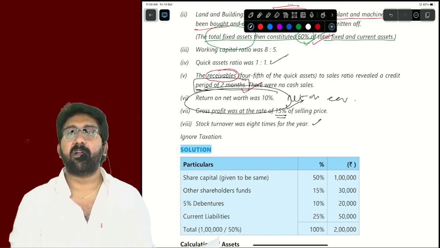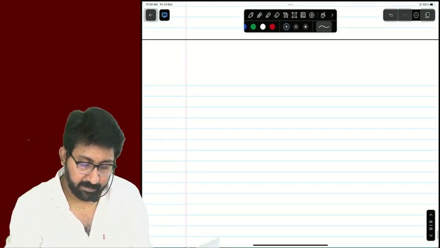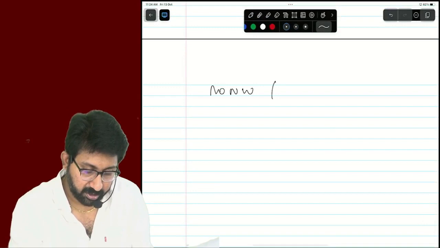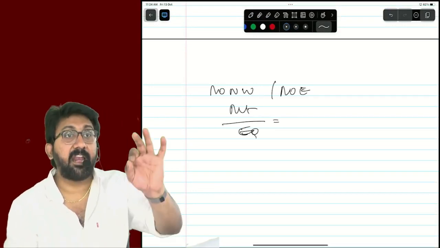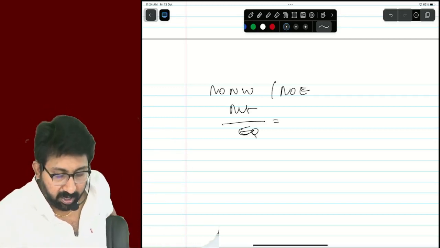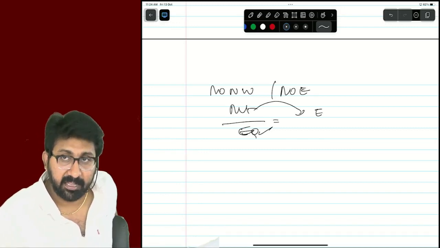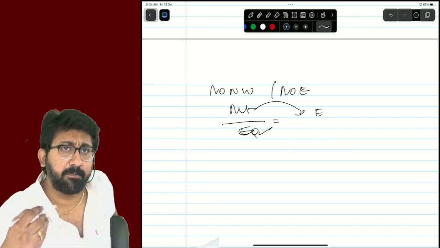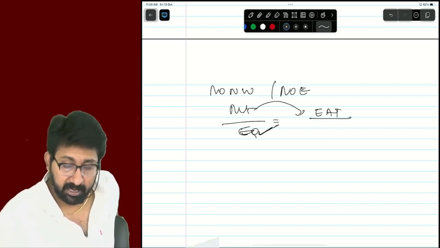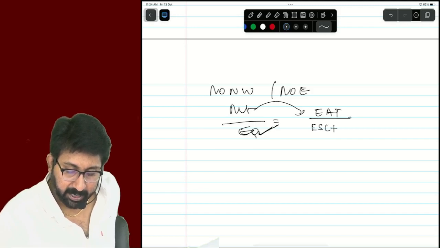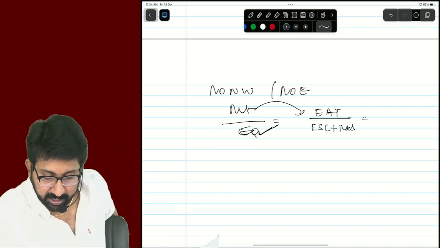Can I write like that or not? Now you tell, I will write. Roughly I will first do. Tell me what is the formula for return on net worth or return on equity? Return divided by equity. Derive the formula. What is the return? Equity shareholders will ask: EAT, the profit after tax, profit before tax, profit before interest and tax. Divided by equity means what? Equity share capital plus reserves and surplus, as per the revised balance sheet.